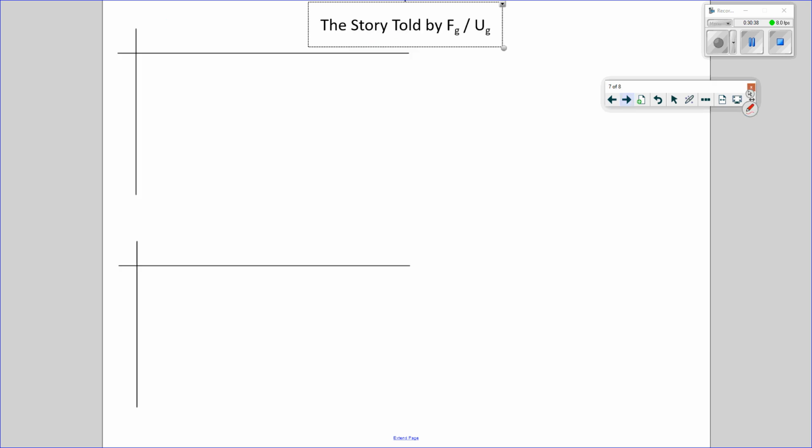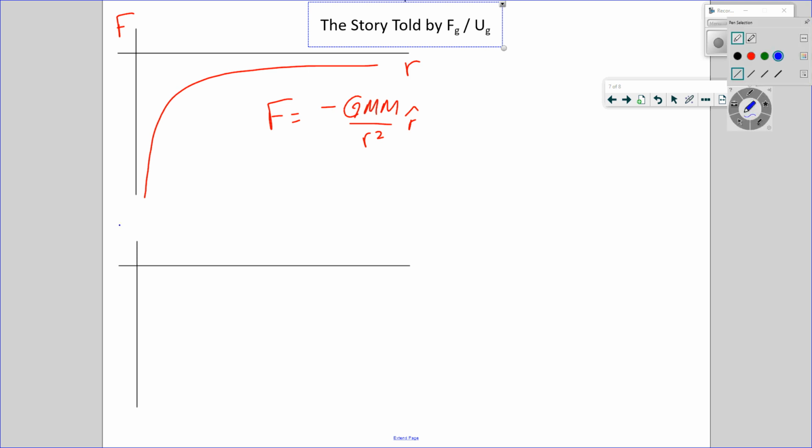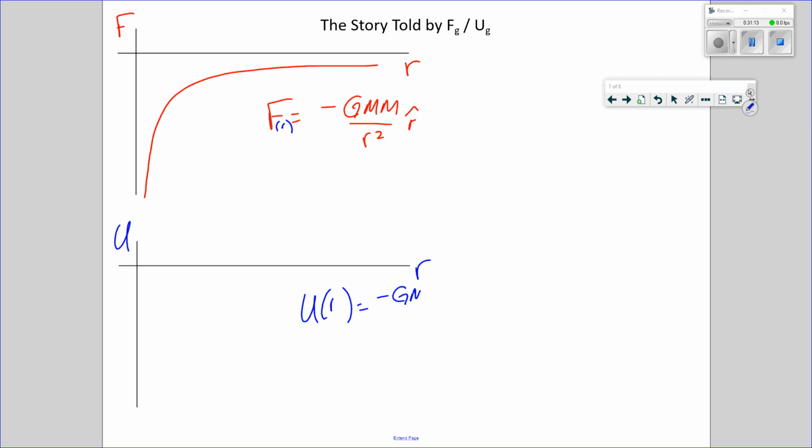All right, so let's look at what that means. First of all, F as a function of r is an inverse square thing. We could be careful, but I'm just going to sketch. It looks like that. This is F is negative GMM over r squared r hat. And u of r, and this should be of r too, is negative GMM over R. No vector, no R hat, none of that. And this is a little less drastic.